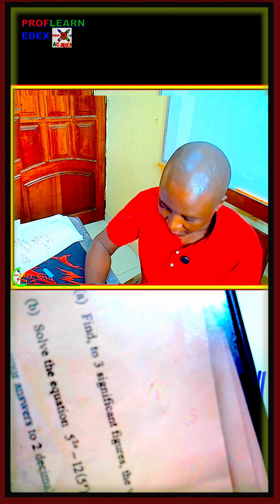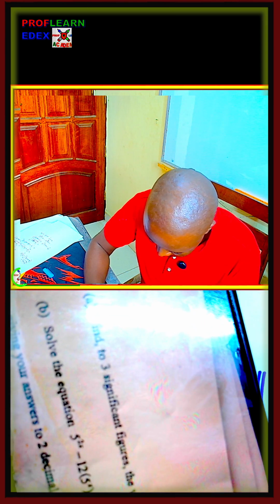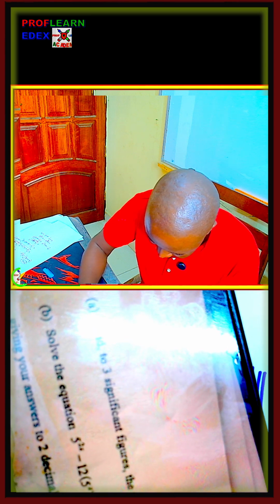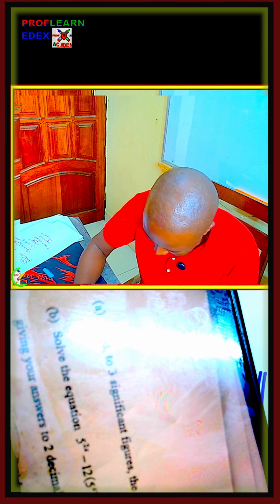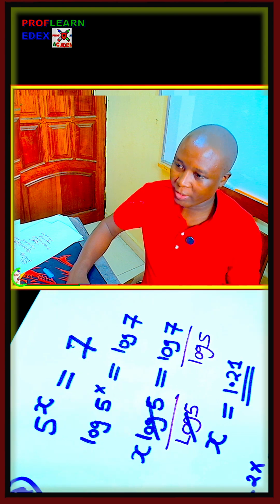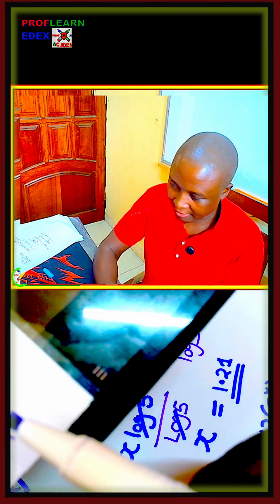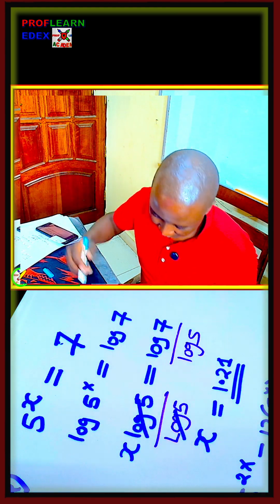Part B, we are told to solve the equation. The equation is 5 raised to power 2x minus 12 into bracket 5 raised to power x plus 35 equals 0. So that is the equation student X gave us to work out. So let's work it out here.